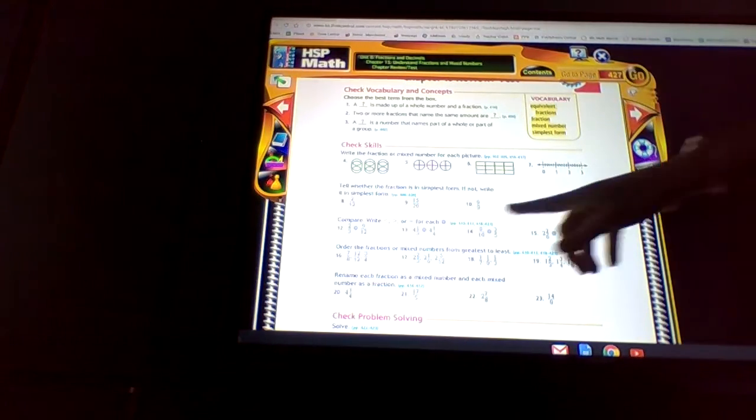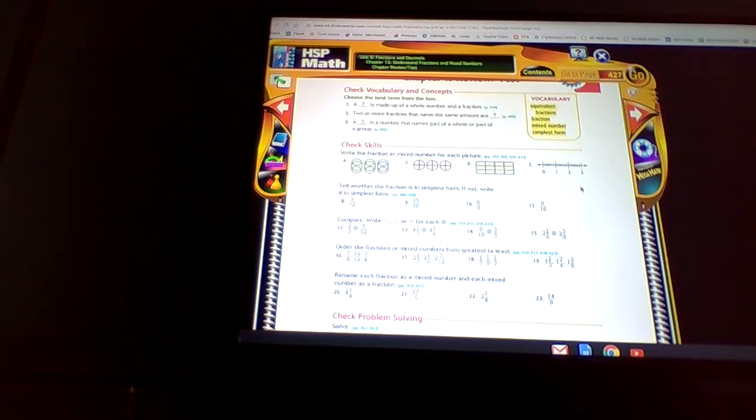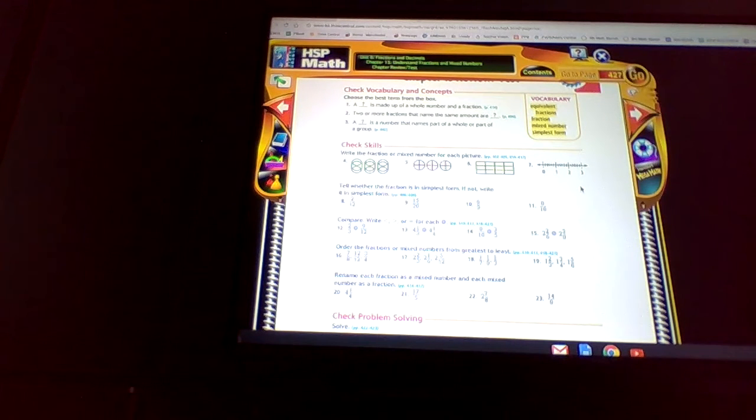Oh, look at number 15. We're going to skip 14 for time's sake. Look at 15. 2 2/6, 2 3/9. What's your common denominator? Can't turn it into 9. 9 times 2 is 18. Does 6 times anything equal 18? Yes, 3. So you, on your own, are going to change these to 18ths.